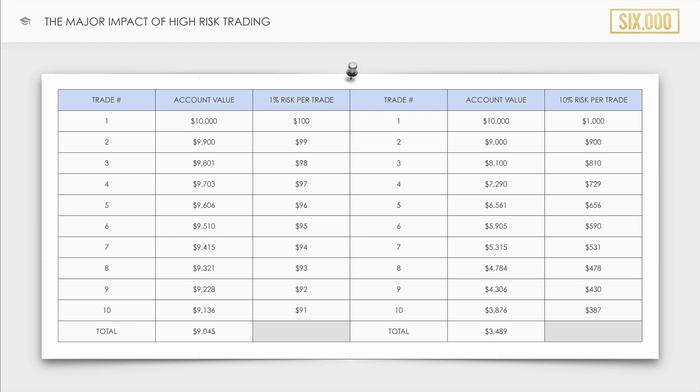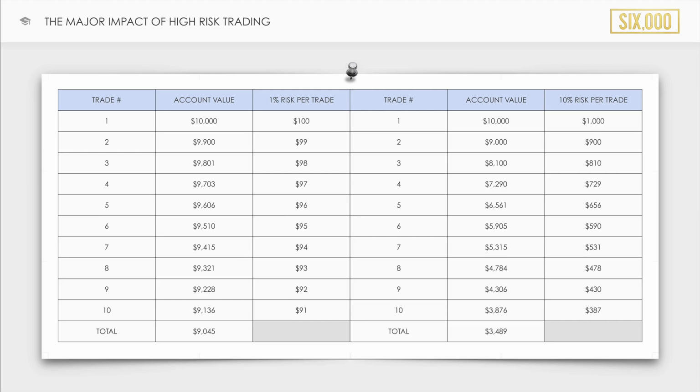Now, let's take, for example, the 10% risk per trade. You have a bad trading month, a really horrible month, and you lose 10 trades in a row. You start off with $10,000, you risk $1,000, which is 10%. You're now down to 9,000. You then risk $900 because that's 10% of 9,000. You're down to $8,100. And this just continues throughout the month until you get down to your final trade.